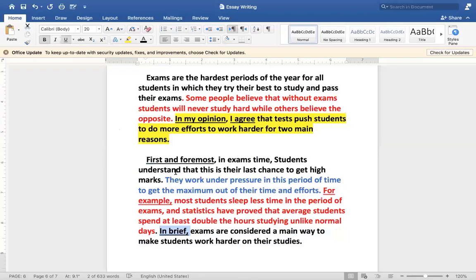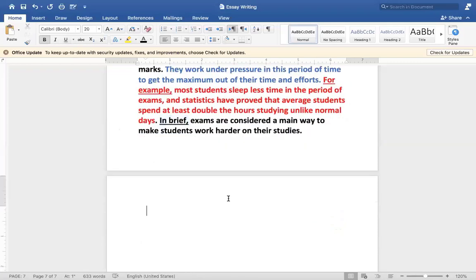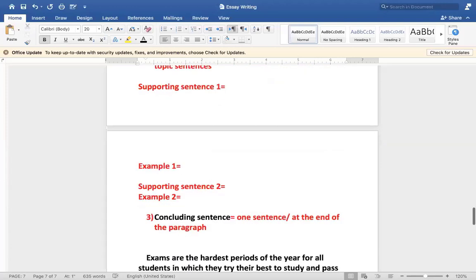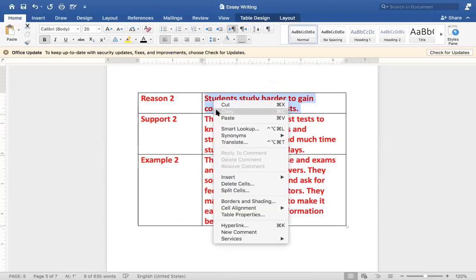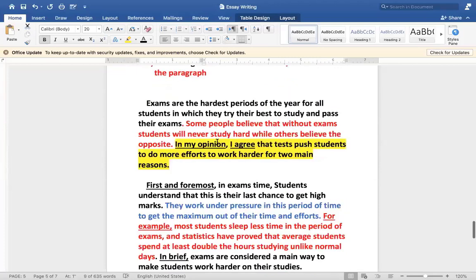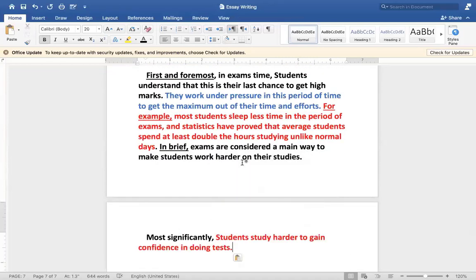What if I'd like to start a new paragraph? I said first, so I write what? Second. Or I can say most importantly, most significantly, because I'm talking about two important reasons. Most significantly. What is the second reason? Students study harder to gain confidence during tests. Yes, this is the first idea. Here it is. Paste. All right, this is reason 2.